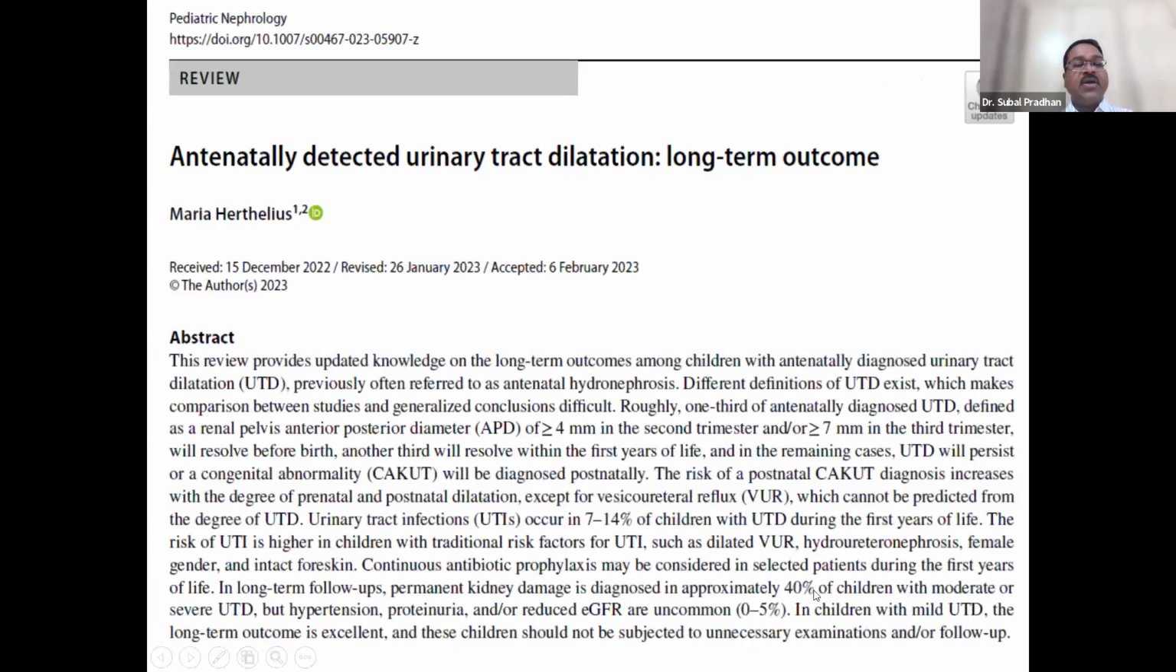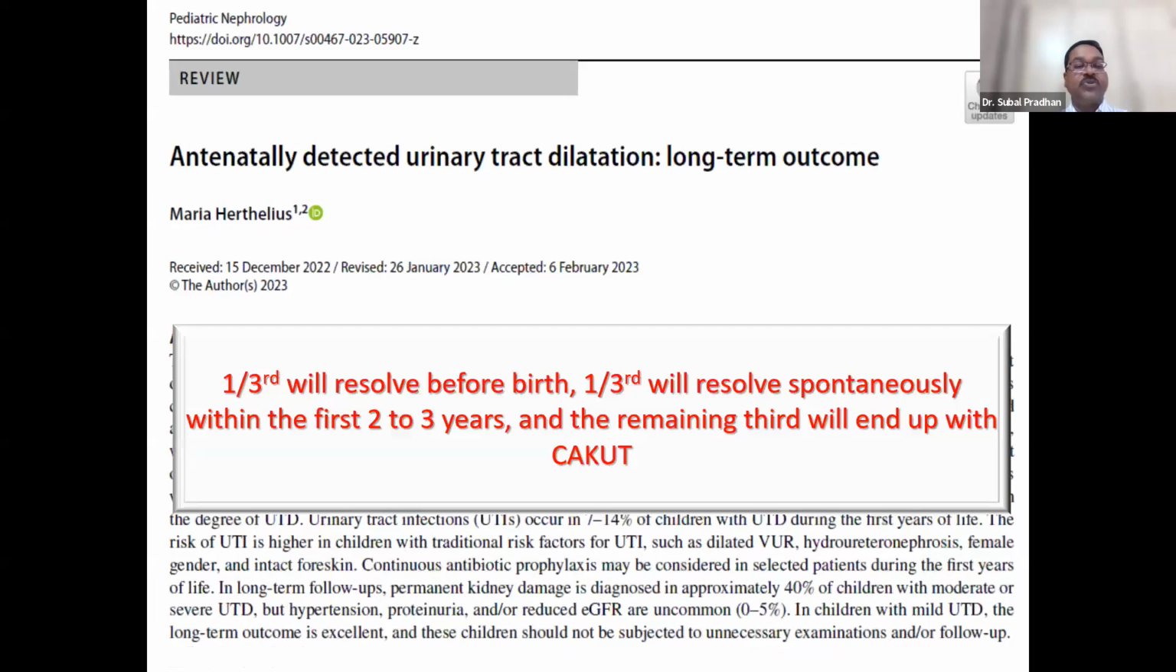So can we conclude that around one third of fetal hydronephrosis resolves before birth, another third resolves spontaneously within the first 2 to 3 years, and the remaining third will end up with CAKUT, requiring long-term follow-up and surgical intervention.